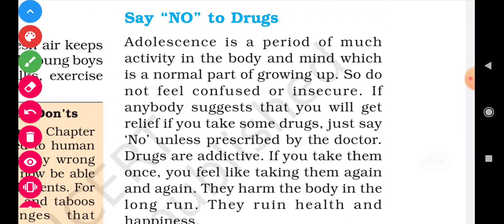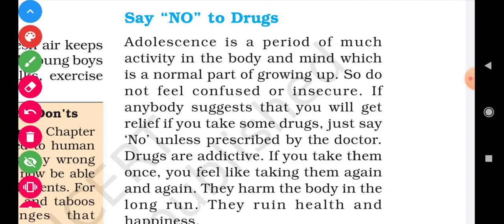After that, say no to drugs. Adolescence is a period of much activity in the body and mind, which is a normal part of growing up. So do not feel confused or insecure. If anybody suggests that you will get relief if you take some drugs, just say no unless prescribed by the doctor.